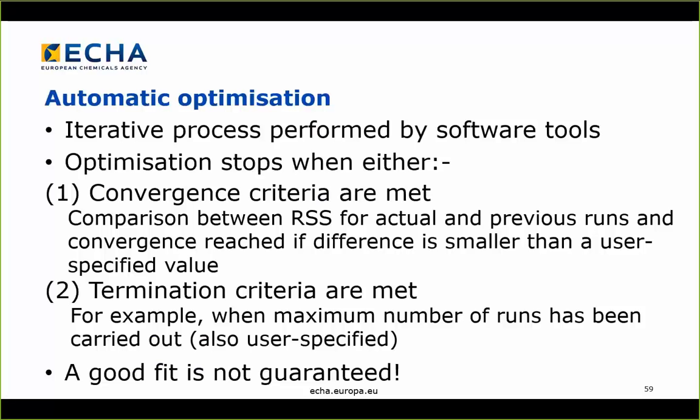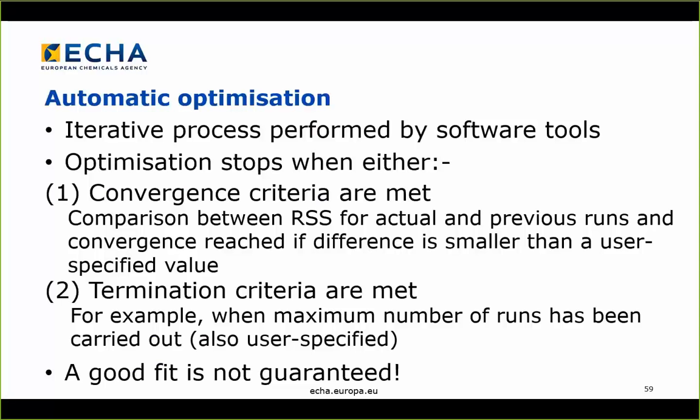So the software will use automatic optimization. And it will stop when either the convergence or termination criteria are met. The convergence criteria are met when the comparison between the RSS for the actual, so your current run, and the previous run is found to be within a set minimum difference. And this is pre-populated in the software, but you can edit it if you wish.